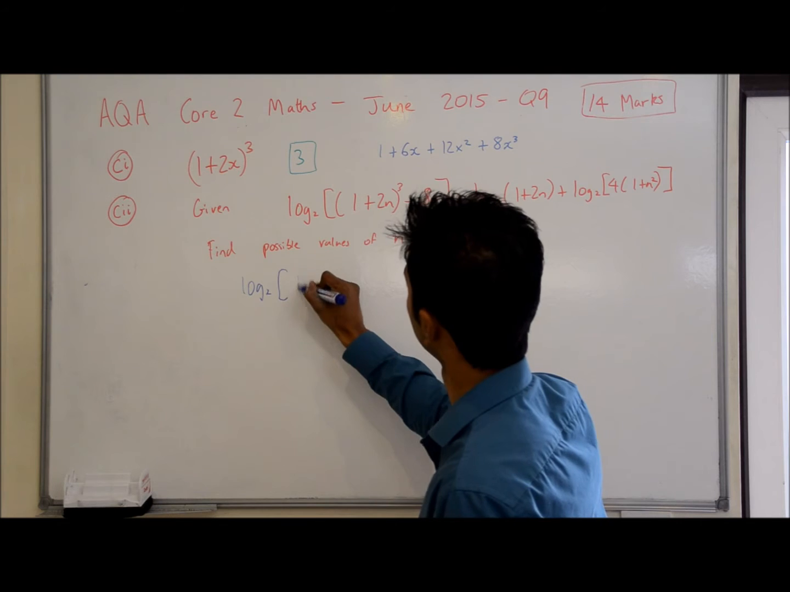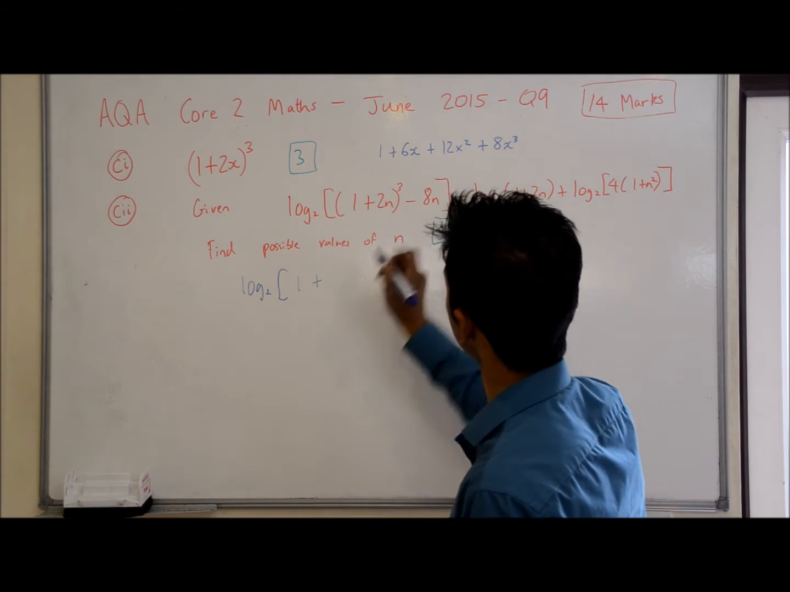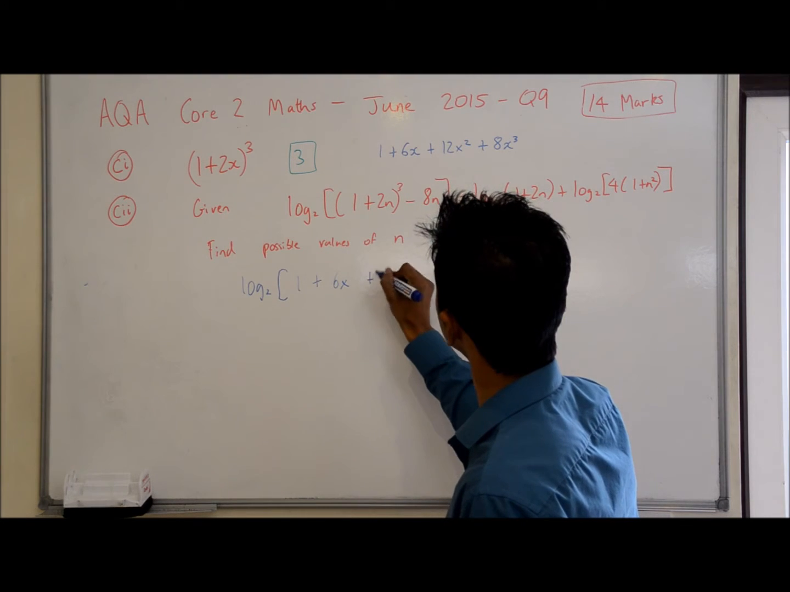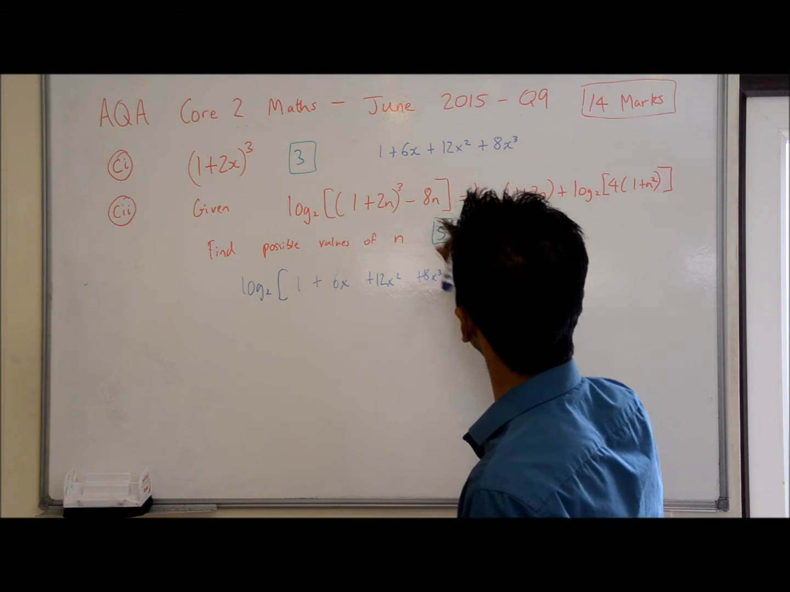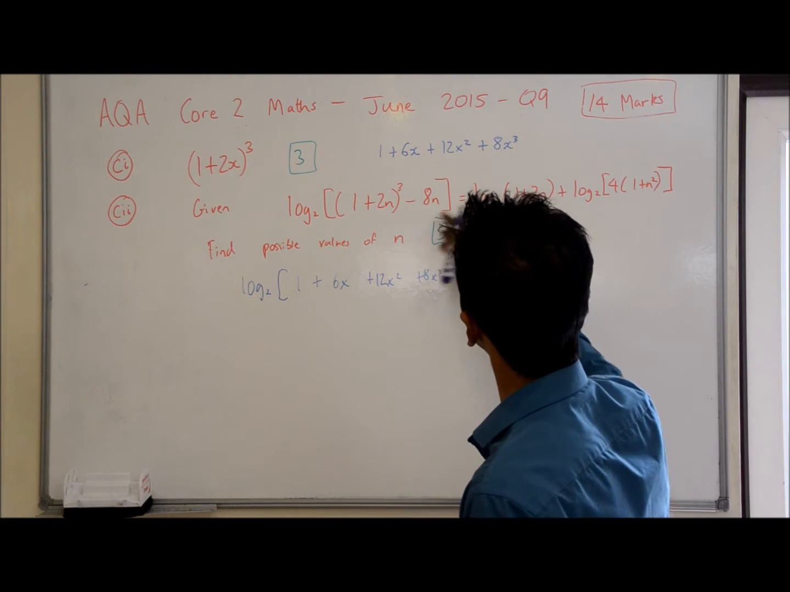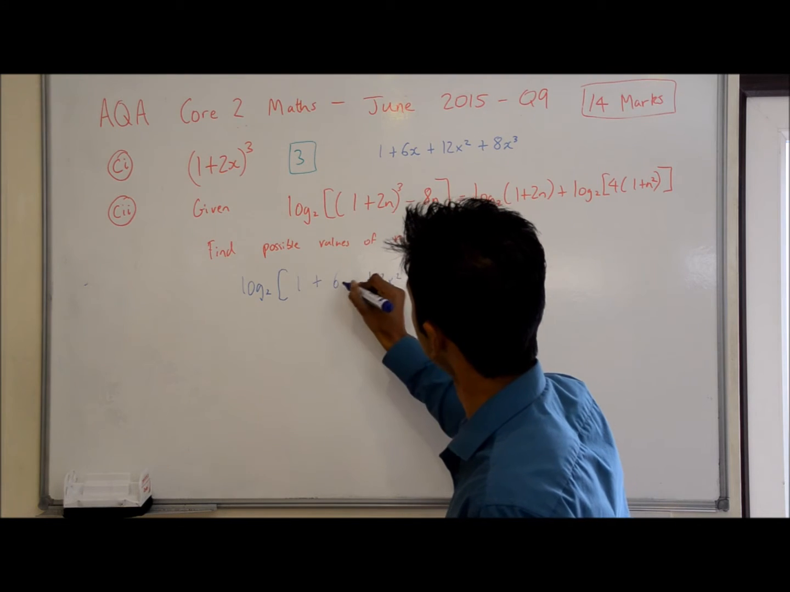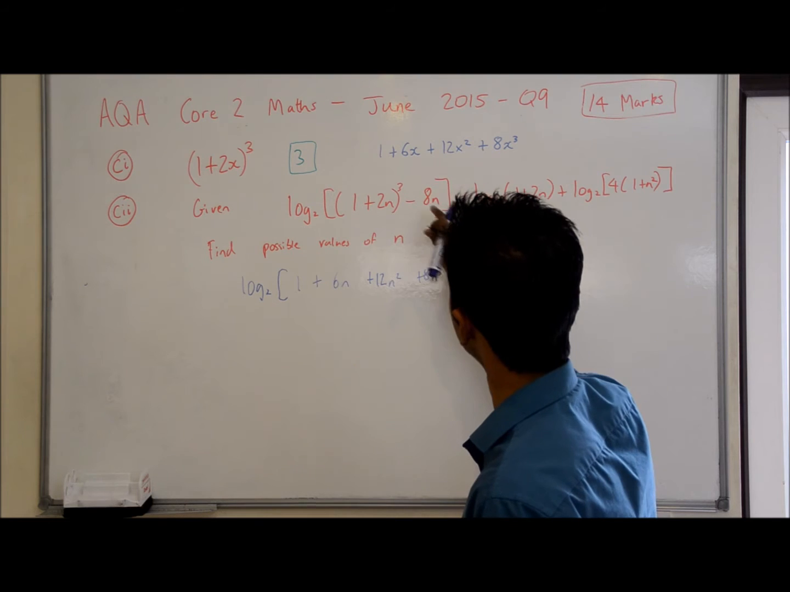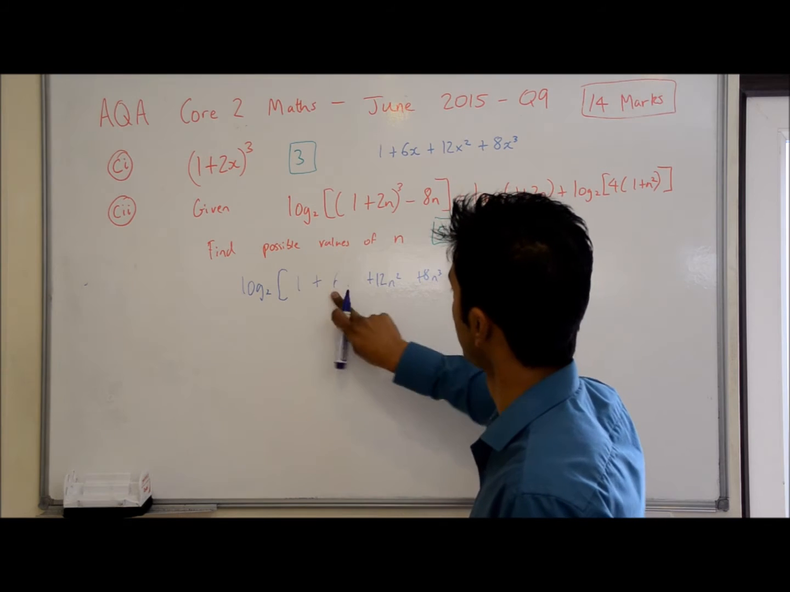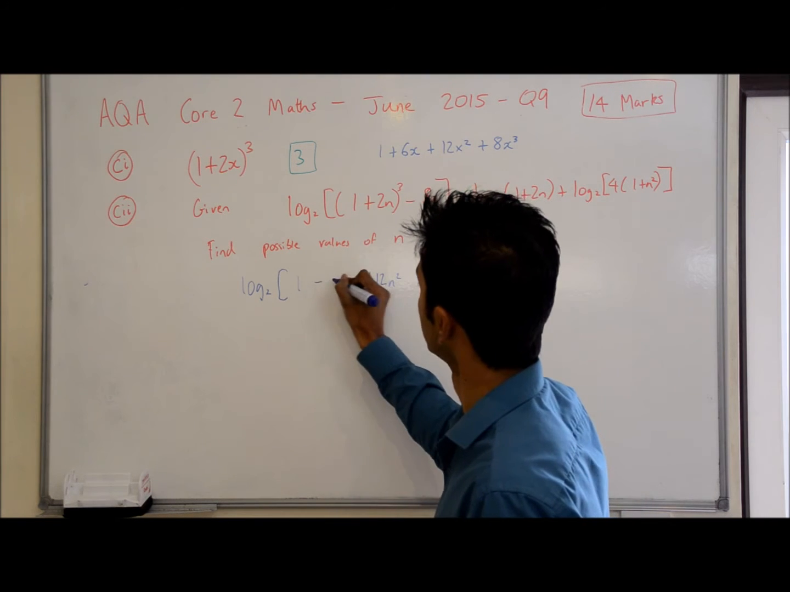1 plus 6x plus 12x squared plus 8x cubed minus 8n. So I need to change these into n's as well. And now I need to minus 8n. So I've got 6n. If I minus 8n, I get a minus 2n.